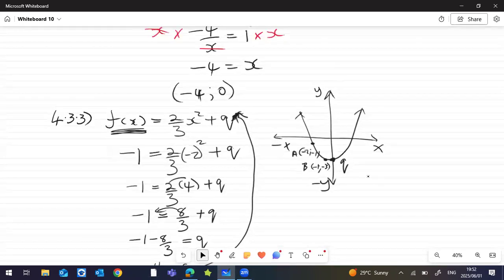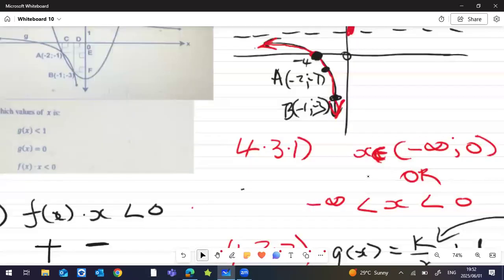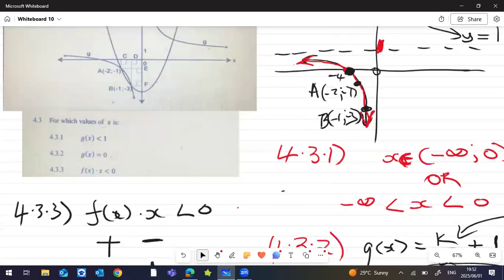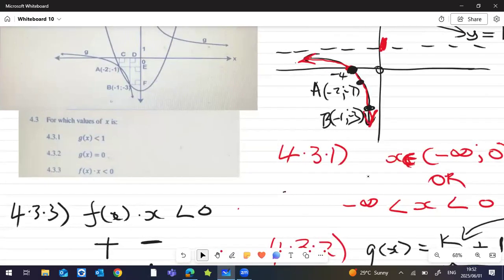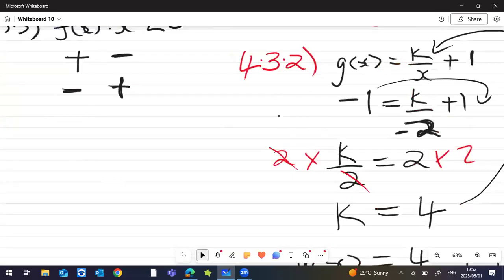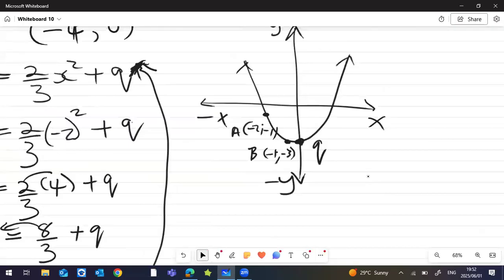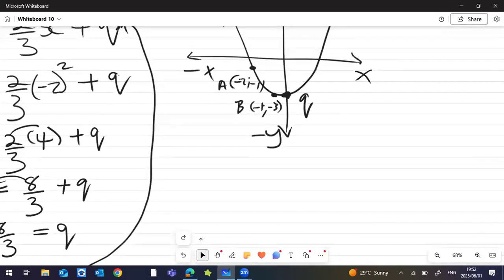They want to know when f of x is positive, x must be negative, or when the function is negative, the x must be positive. Let's go back to our function. Now remember, the graph is going to be positive when it is above the x-axis, and negative when it is below the x-axis.